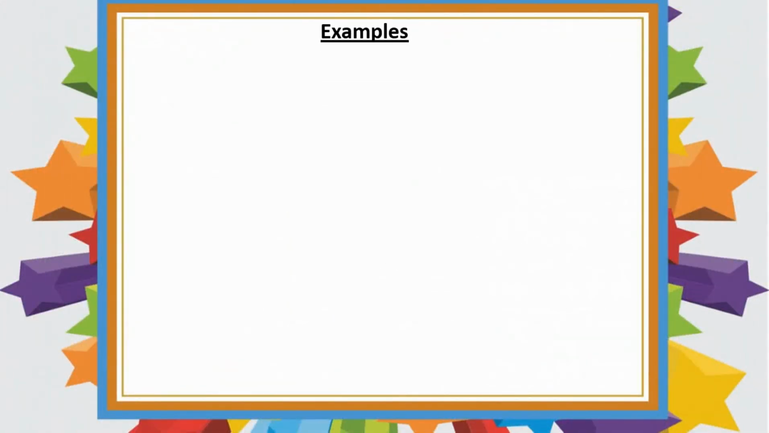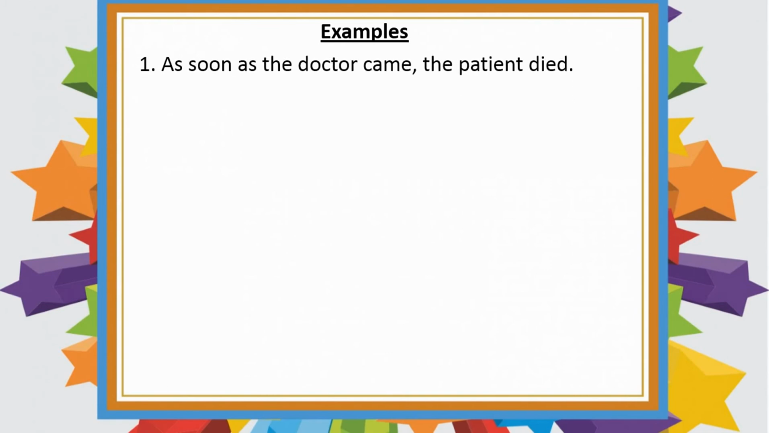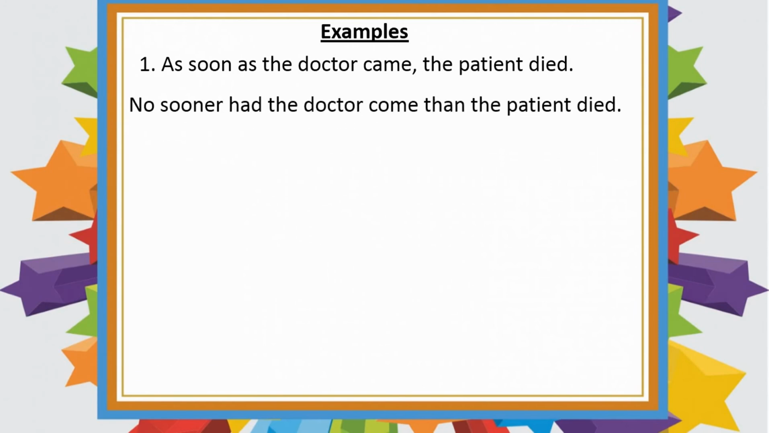Okay, so here we will have some examples. So as soon as the doctor came, the patient died. Here in this sentence we have two parts, so two clauses. Okay, so as soon as, so instead of as soon as we can write no sooner had. Then the doctor, that means the subject. So no sooner had the doctor come. So past participle of the word came is come. So no sooner had the doctor come, than the patient died.